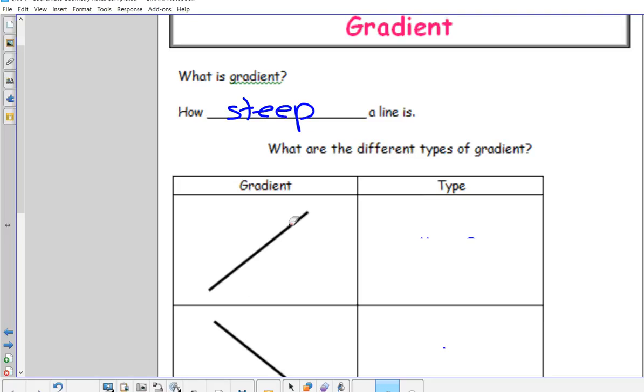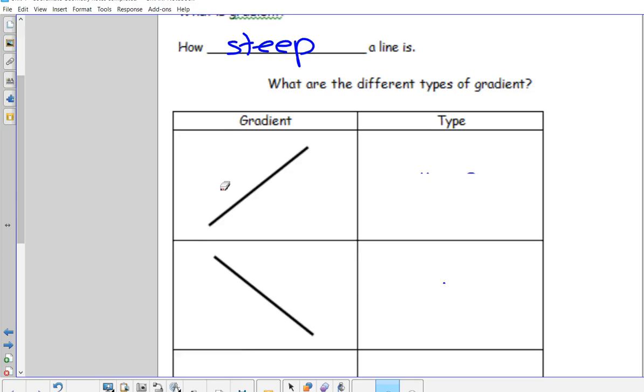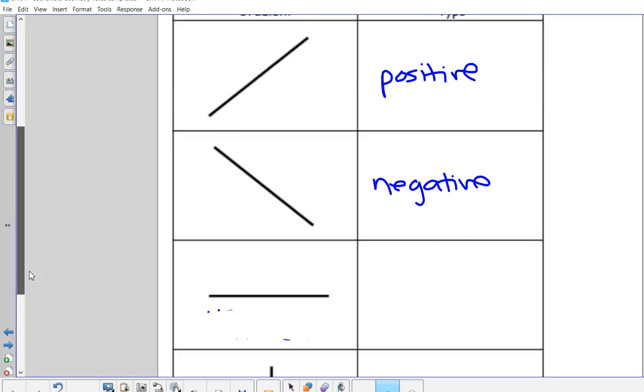So if you've got a line that's like this, and a line that's like this, which one is steeper? It's the second one that I just drew. That would be a steeper one, so it has a higher value of a gradient. This one has a lower value of a gradient. You can also get positive and negative gradients. So if, as you're going from left to right, it's going upwards, it's a positive gradient. If from left to right you're going downwards, it's a negative gradient. So that's a positive gradient, a negative gradient.